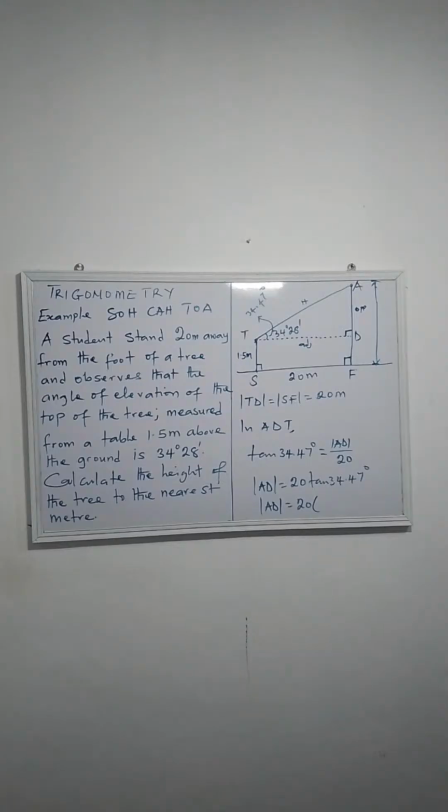Tan 34.47. So if you don't have your four-figure table around you, you can go get it now, or make use of your calculator. So punch tan 34.47. Okay, I can see Nifemi dropping an answer here. So you have 0.6865. Okay, that is good.